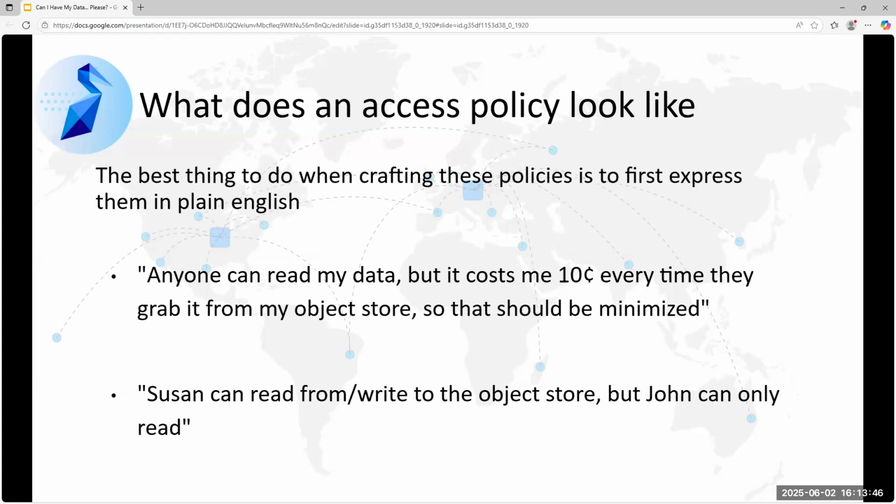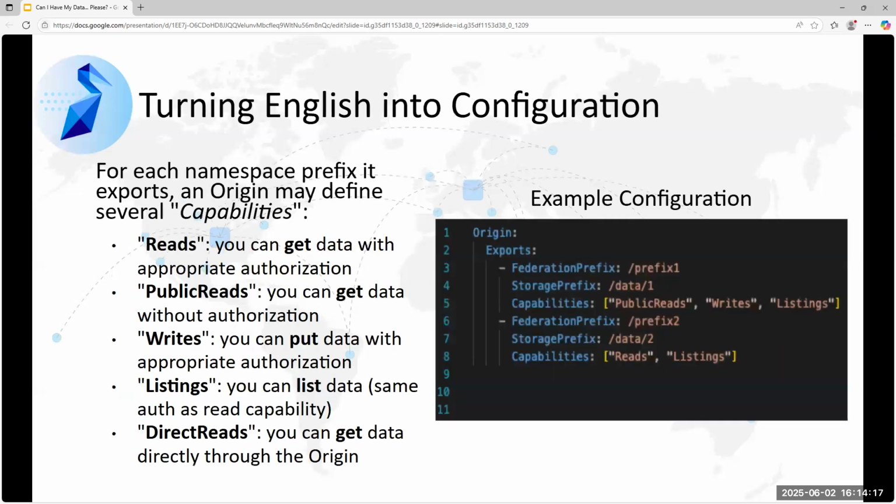So some examples of what someone might want to accomplish are: anyone can read my data, but it costs me 10 cents every time they do. So I'd like to minimize the number of times that anyone comes to talk to my origin. This might be a case where your data is in AWS, and so you'd really rather that people come through the caching infrastructure that Pelican provides. Another example policy might be: Susan can read and write from my object store through the origin, but John only gets to read.